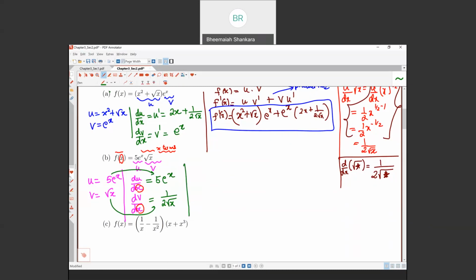Then you are good to write it as 1 over 2 times square root function. Okay, now that we have all the derivatives, let us write the product rule. F of x is u times v, product of two functions. So f prime x is u v prime plus v u prime. So u is the function 5e to the x. V prime is 1 over 2 times root x. V is the function root x. U prime is 5e to the x. Again, I don't want you to simplify, so you're good to leave it at this step.